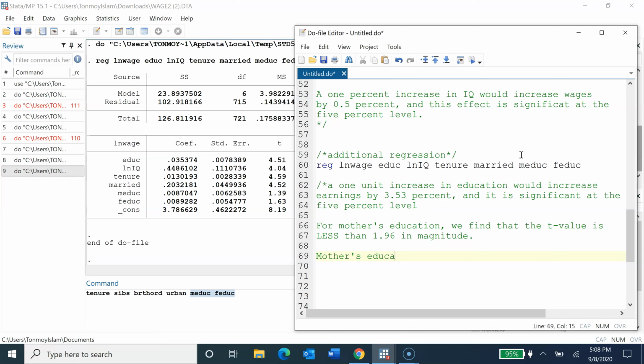Or in other words, we will say mother's education has no effect on wages. Similarly, we will say father's education has no effect on wages. We don't have to go through and interpret the effect of a 1 unit increase in mother's education on ln of wages because the t-values are less than 1.96 in absolute value, so we can go ahead and say they're as good as 0. Okay, hope this helped.